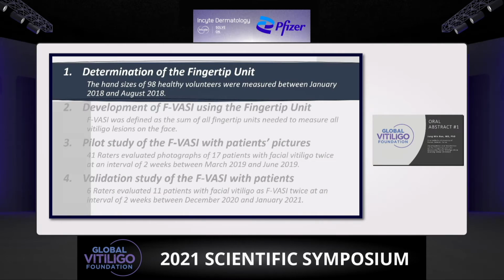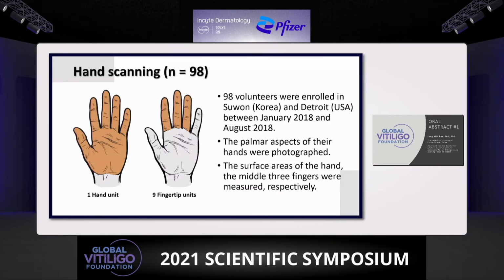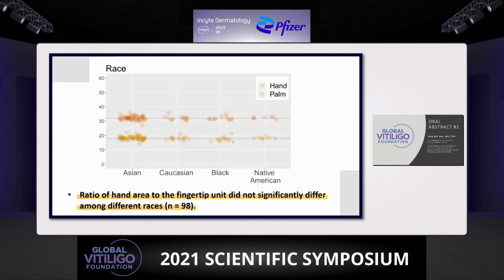First, determination of the fingertip unit. 98 volunteers were enrolled in Suwon, Korea and Detroit, Michigan. The palmar aspects of their hands were photographed. The surface areas of the hand and the middle 3 fingers were measured respectively. The ratio of the hand unit to the fingertip unit was calculated for each participant. We found one hand corresponds to about 32 fingertip units.